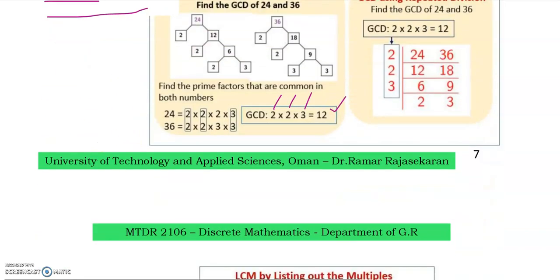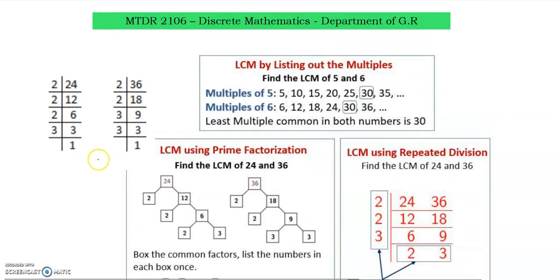That's it. Now we are going to find the LCM. What is LCM? LCM is nothing but the least common multiple. Suppose we are finding the LCM of 5 and 6. First we write multiples of 5, that is 5, 10, 15, like that. Multiples of 6: 6, 12, 18, like that. Now see here, 30. At one stage we can find the common multiple. Here 30, here also 30. So this is the least common multiple of the numbers 5 and 6. This is one method.